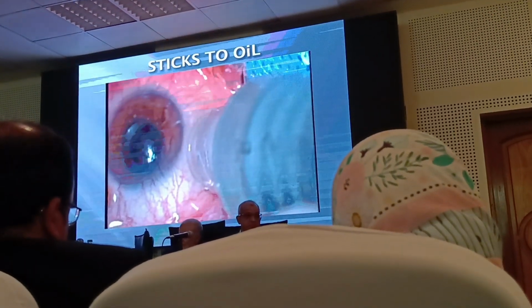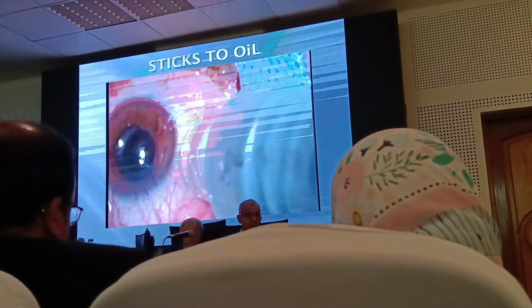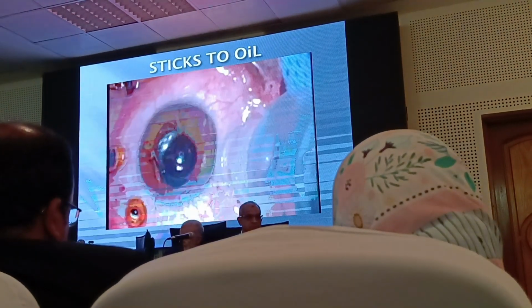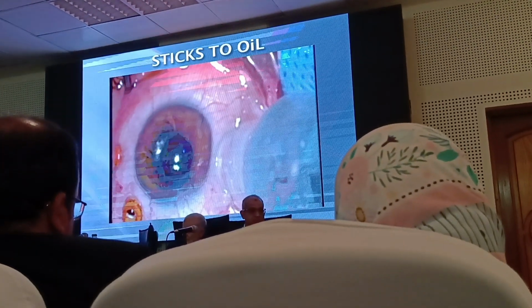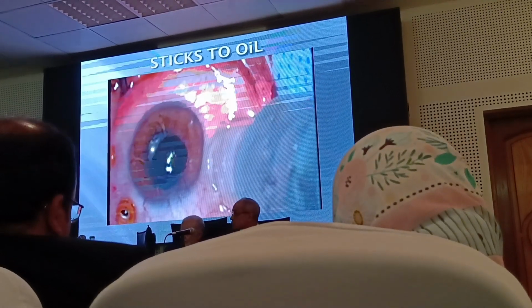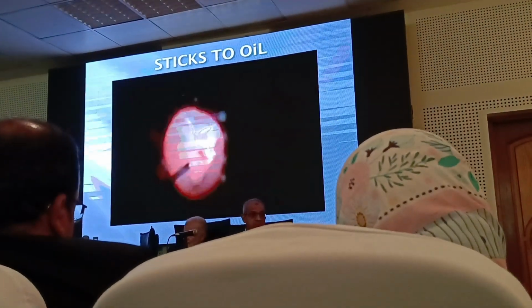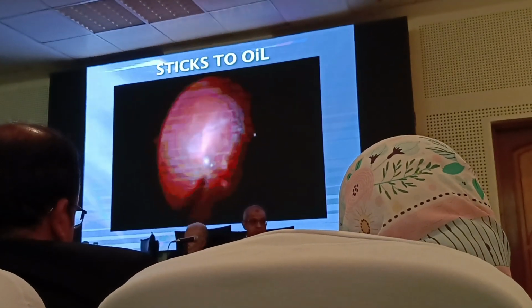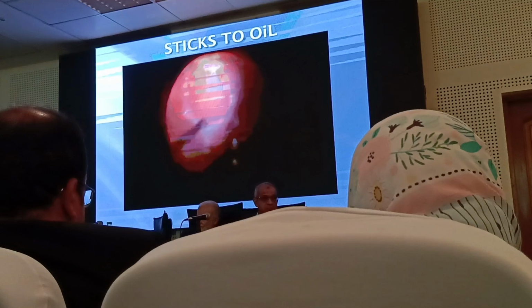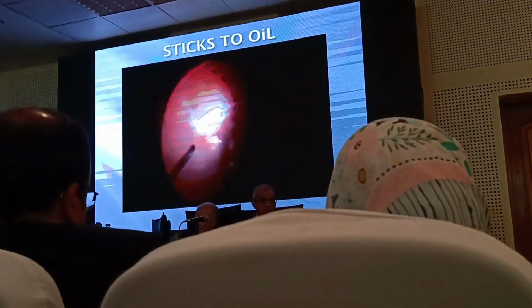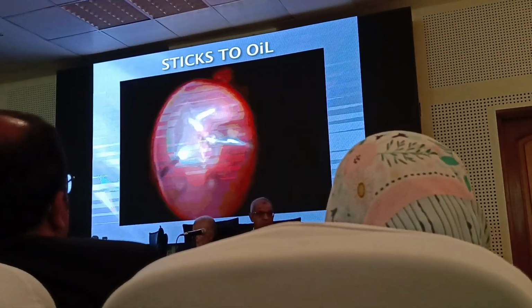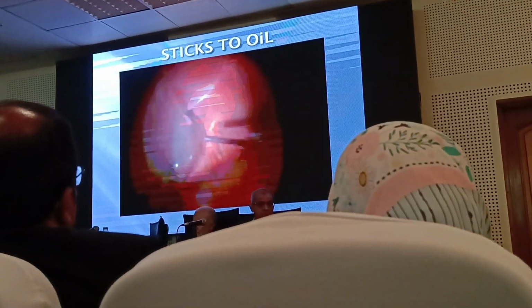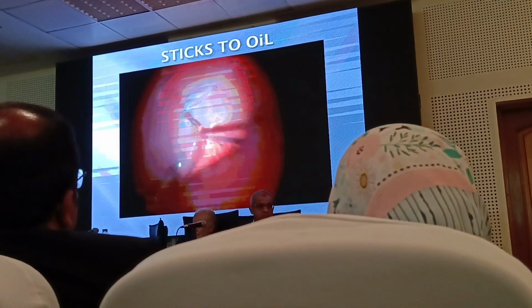Perfluorocarbon sticks to oil, sometimes making removal of silicone oil difficult. We remove silicone oil depending on the fact that silicone oil floats on water. But when it is adherent to perfluorocarbon, there is a cohesive force between perfluorocarbon liquid and silicone oil. It pulls this silicone oil back, letting silicone oil sink and not float.